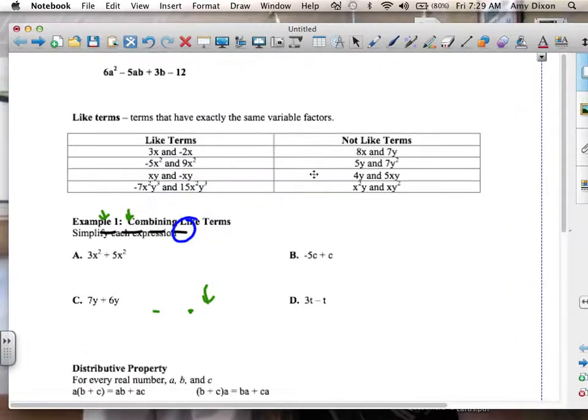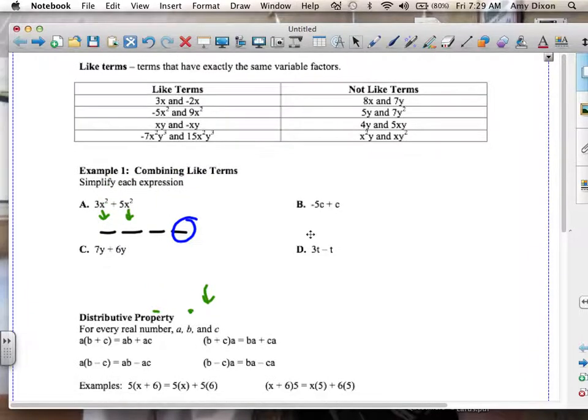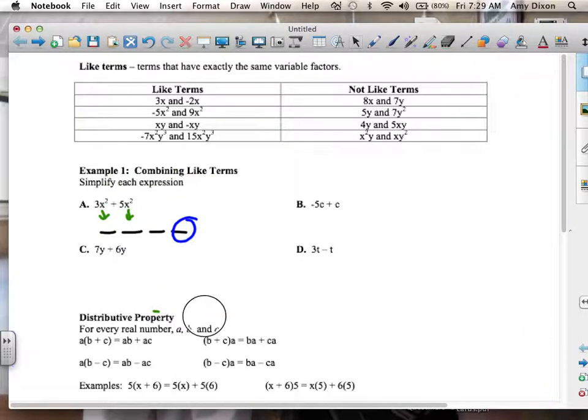So we're going to look at example 1. It says combining like terms. Just erase these marks here. So, looking at letter A, we have 3x squared plus 5x squared. In order to add like terms, we look at the coefficients. We look at the 3 and 5. These are the coefficients, and we add those two numbers together. 3 and 5 add to get 8. So we get an 8, and then we just put the x squared next to it. And that is how we combine like terms. We can only do that if they are alike.